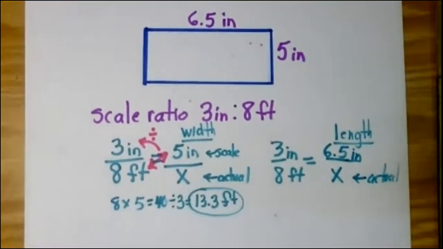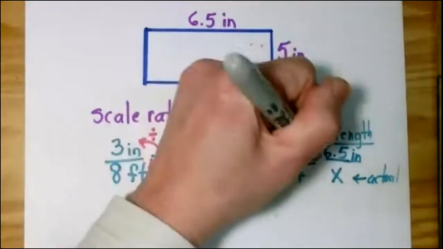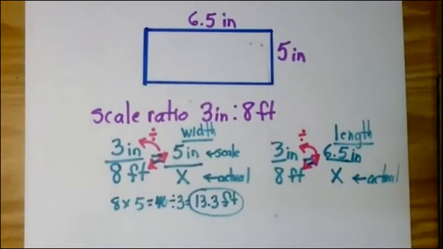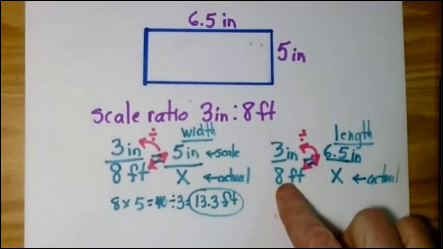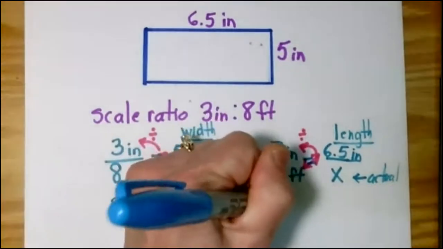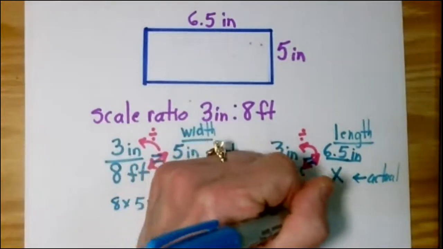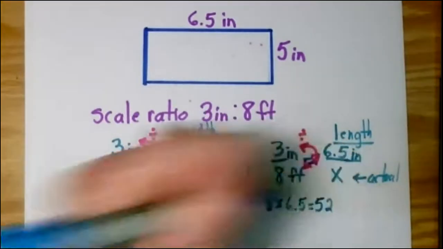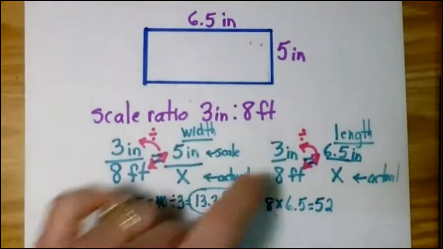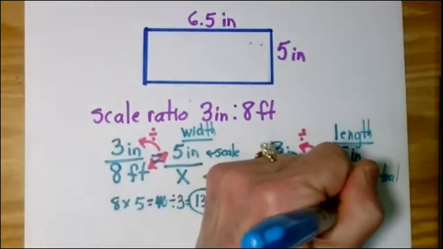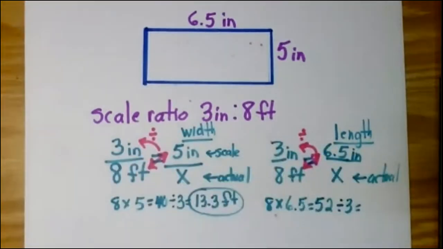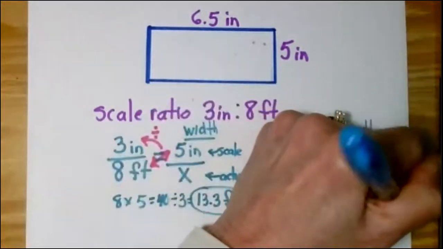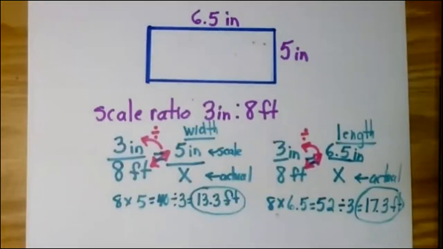So we're going to cross multiply what we know. And we're going to divide by the number that's left. So cross multiply 8 times 6.5. That gives you 52. And then you're going to divide by 3. It's not going to come out exactly even. It's going to come out as 17.3 feet, about.